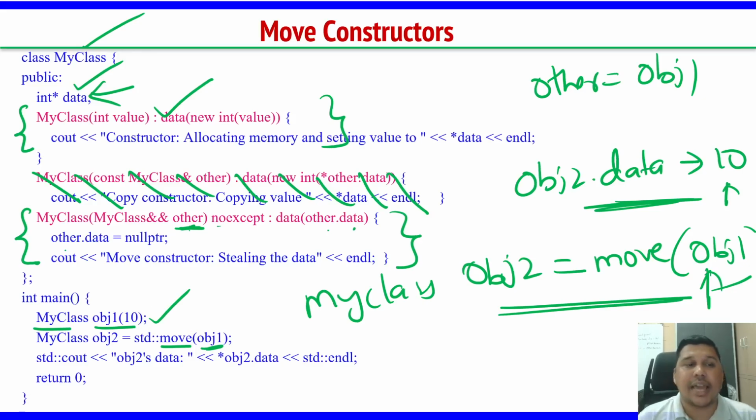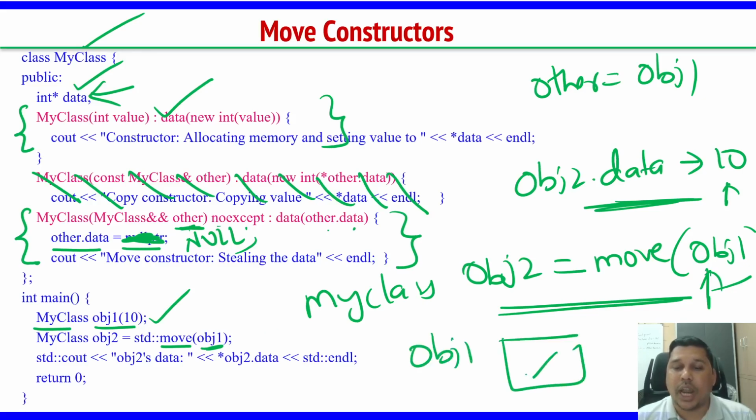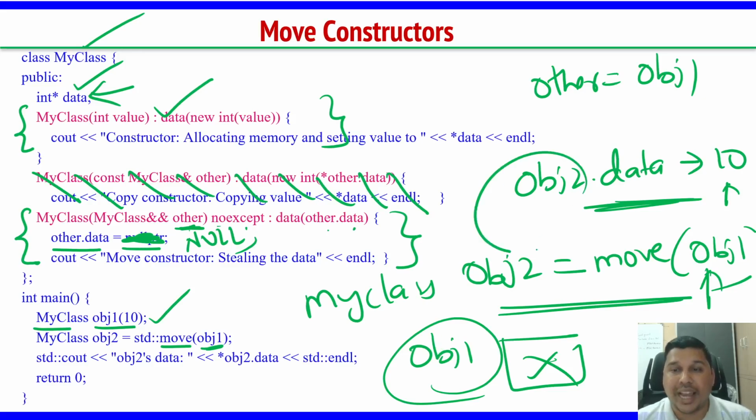Inside that function, I wrote one statement, other dot data equal to null. Actually, nullptr is the new version, and null is the old version. Other dot data equal to null. With this, what is happening? Object1 is pointing to null now. It is not referring to anything. We are nullifying that. So in that RAM, it will not be pointing to any particular location. Object2 will have the control of object1.